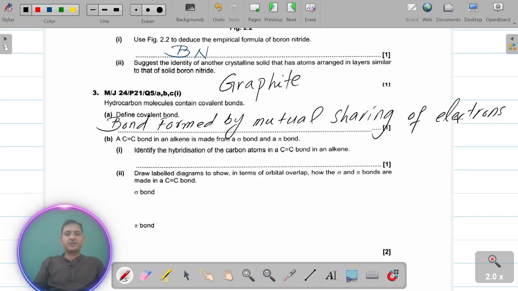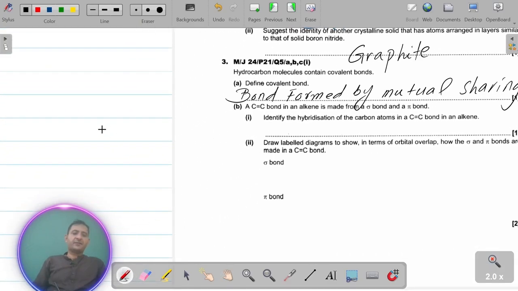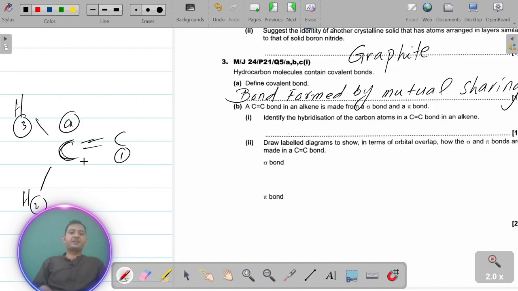Okay, a carbon-carbon double bond in an alkene is made from a sigma bond and a pi bond. Identify the hybridization of the carbon atoms in a carbon-carbon double bond. When we have a carbon-carbon double bond, this carbon A is connected with this carbon 1, with this hydrogen 2, and here another hydrogen 3. When a carbon is connected with 3 things, it means there is sp2 hybridization. You can see my lecture about hybridization.